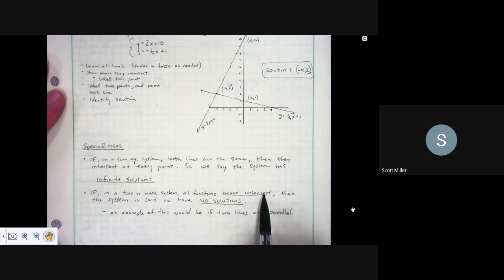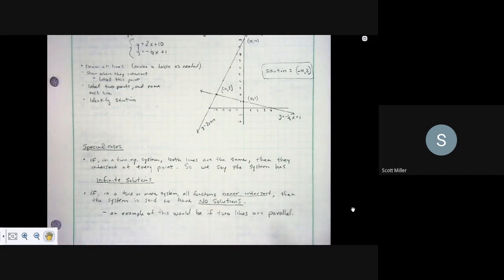Well, if they never intersect, then that system is said to have no solutions, because the solutions are where they intersect. And so if they have no solutions, they don't intersect. An example of this would be if I have 2 lines that are parallel. Later on, when we get into more advanced systems, as long as there are no intersecting points, then there are no solutions.